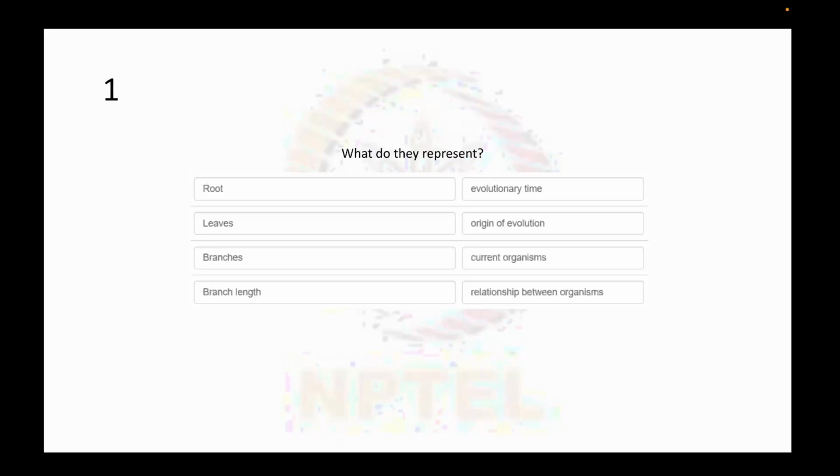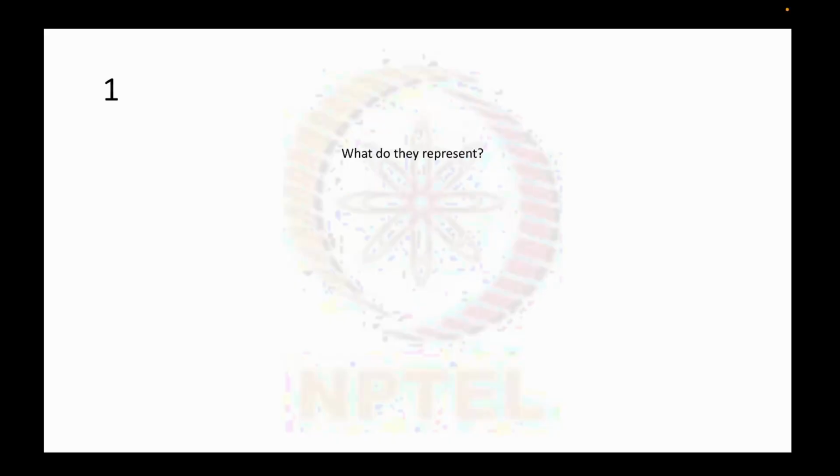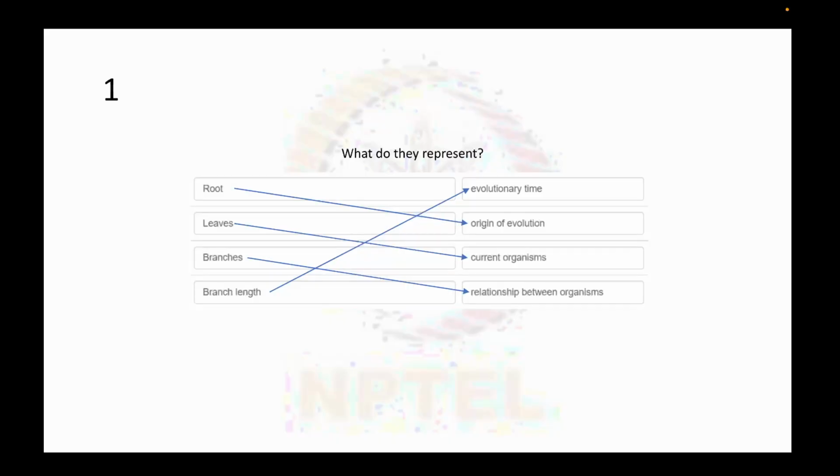Okay, the answers here are: root is the origin of evolution, leaves are current organisms, branches are relationship between organisms, and branch length is evolutionary time. So as the answers have been mentioned, root represents the origin of evolution, leaves denote the current organisms, branches tell the relationship, and branch length is evolutionary time.